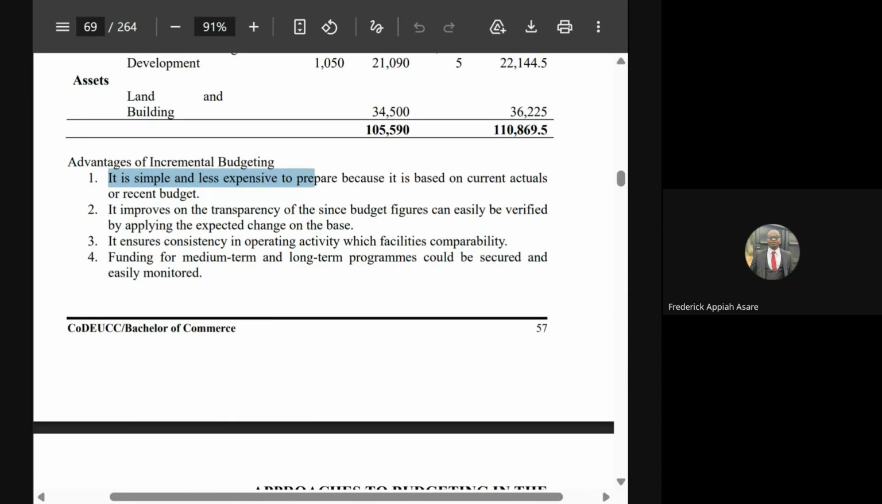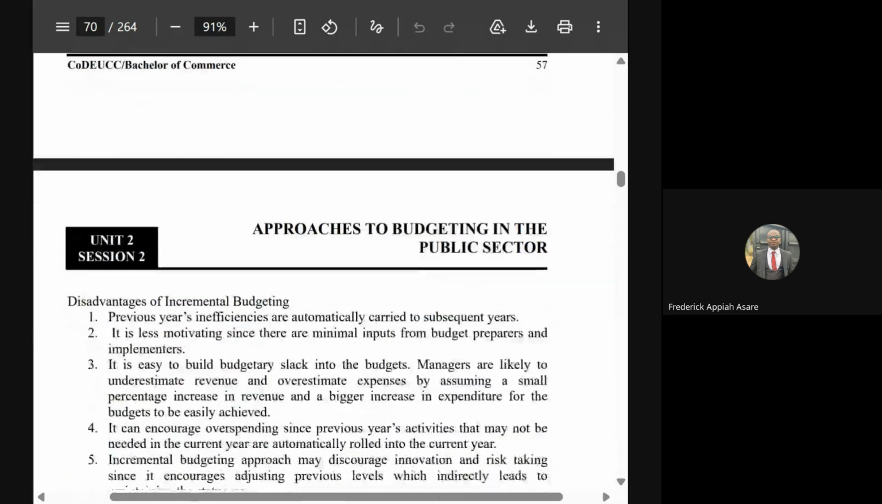It is simple and less expensive to prepare because it is based on current accruals. Simple to prepare and less expensive. It improves transparency since budget figures can easily be verified by applying the expected change on the base. It ensures consistency in operating activity, which facilitates comparability. It also funding for medium-term and long-term programs could also be secured and easily monitored.